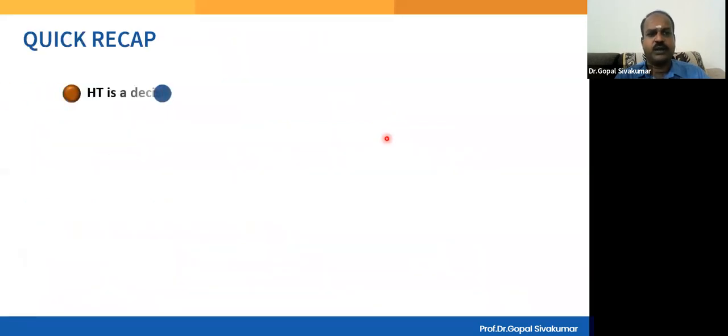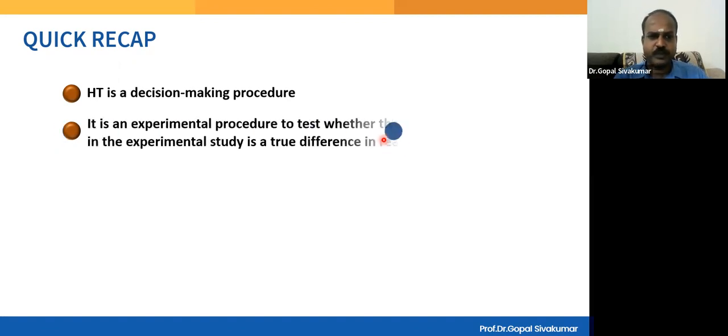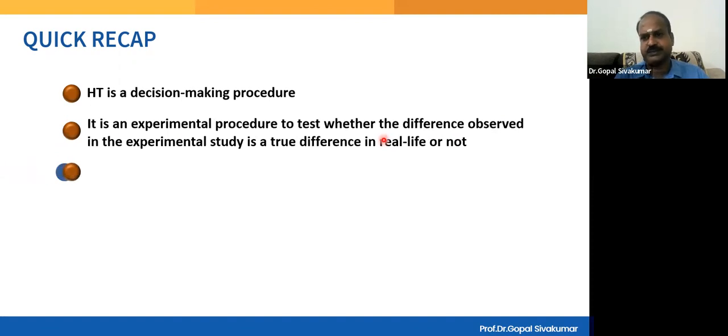All right. So what is that we learned? Hypothesis testing is a decision-making procedure in which a claim about a difference is validated. Whether the difference we observed in the experimentation will be an actual difference in real life? That question gets answered after the hypothesis testing, nothing but a small experimental study. Hypothesis testing is an experimental procedure to test whether the difference observed in the experimental study is a true difference in real life or not.